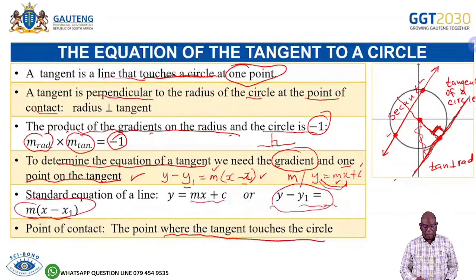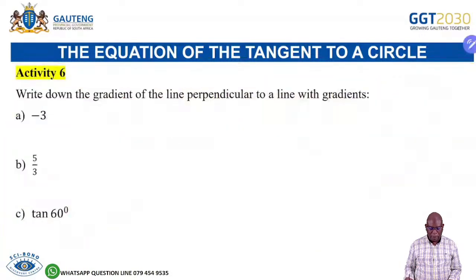That's where the tangent touches the circle. So it touches the circle at one point, and that point is called the point of contact. Here is the point of contact as I'm indicating there. So once you understand this, the equation of the tangent will be very easy. So if you look at the next activity, it's all about just practicing how to write down the gradient of the line perpendicular to the gradients that have been given.